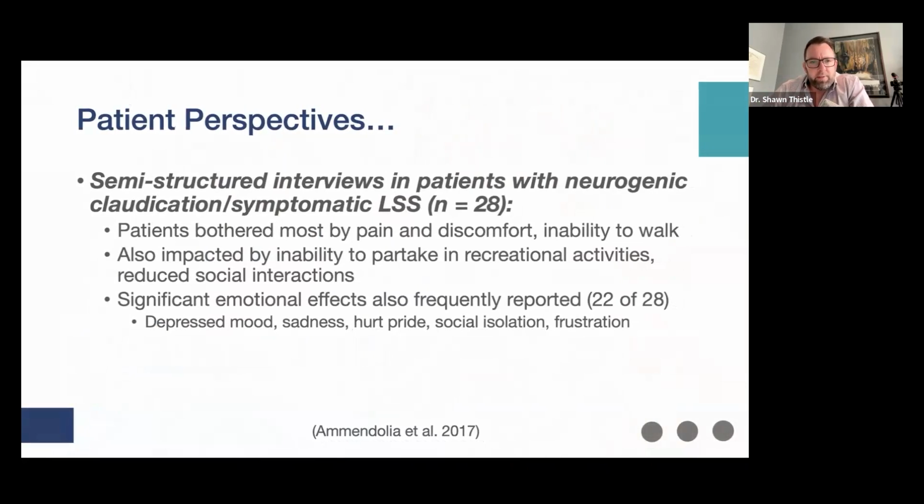They did semi-structured interviews with 28 patients with lumbar spinal stenosis and asked them a number of questions about how they felt about it, what they were concerned about, and so on. What they found was that the patients were bothered most by pain and discomfort and their inability to walk. I think most people as they age should be engaged in daily walking and daily exercise of some form, but walking gets you outside. It's a social activity. It can actually reduce the incidence of low back pain, according to the big randomized trial that I reviewed on my service last year that was published in The Lancet. Walking can be its own intervention.